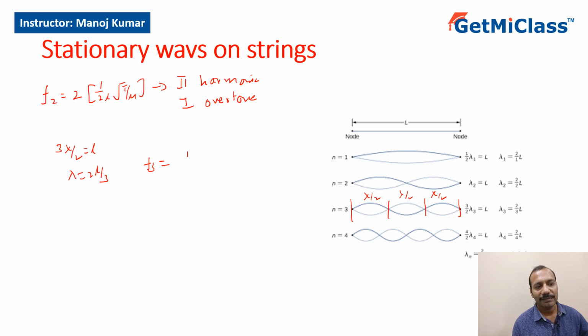So 1 by 2L by 3 into V is root T by mu. So I can write F3 equal to 3 by 2L into root T by mu. So in this way, I can say nth harmonic would be equal to how much? It is n by 2L root T by mu.